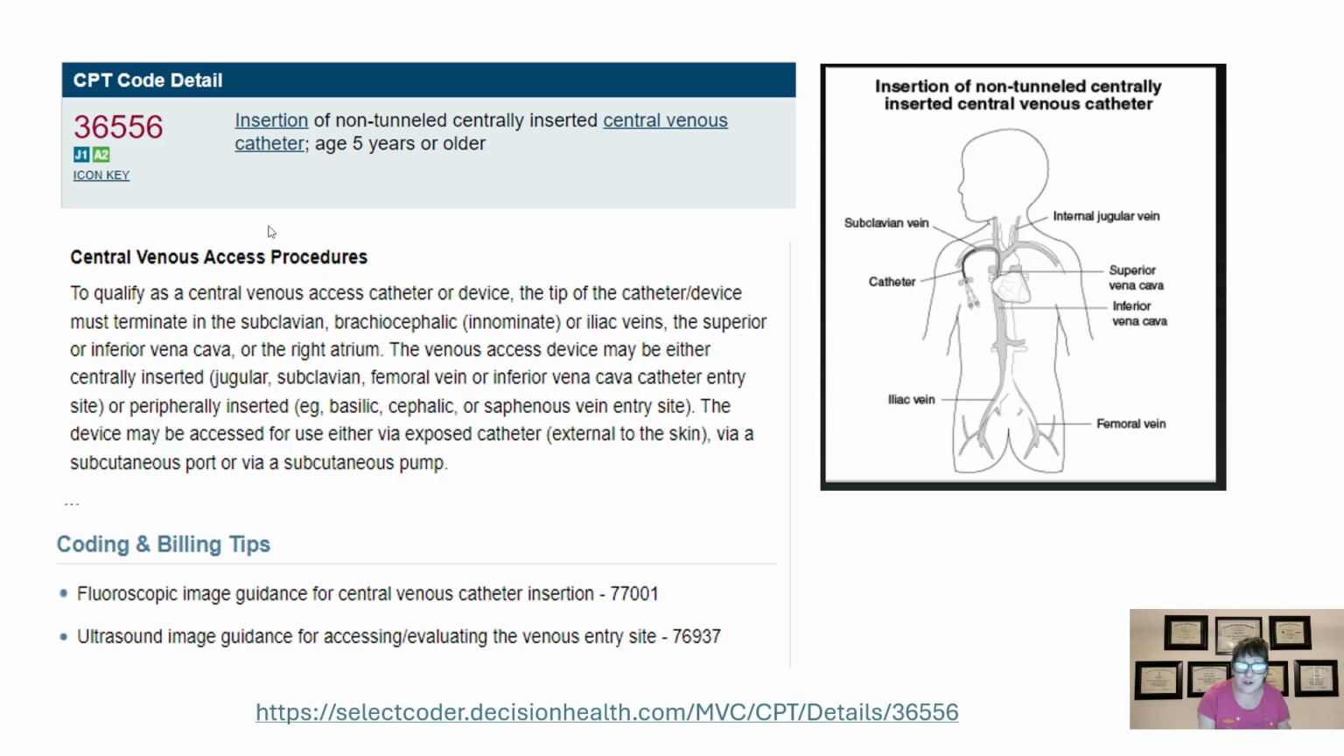That information does come from the code description itself. So if you look in your CPT book, under this code, around that section, you'll see that exact verbiage. This is Decision Health's coding program, but it's the same information.